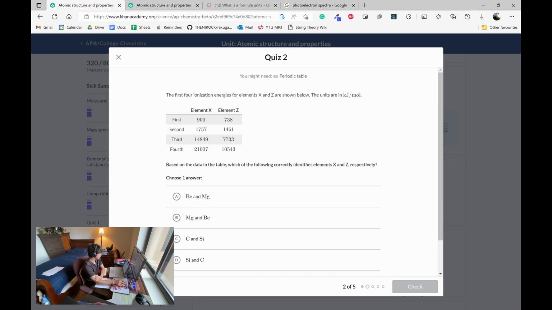Oh, okay, and we just figure out which is bigger. Don't need to do any calculations to actually figure out which is which. Okay, so one requires more energy than the other. X requires more energy. Would that mean it has more protons? Higher positive charge? I'm gonna go with that. So Mg would be X. Beryllium would be Z.